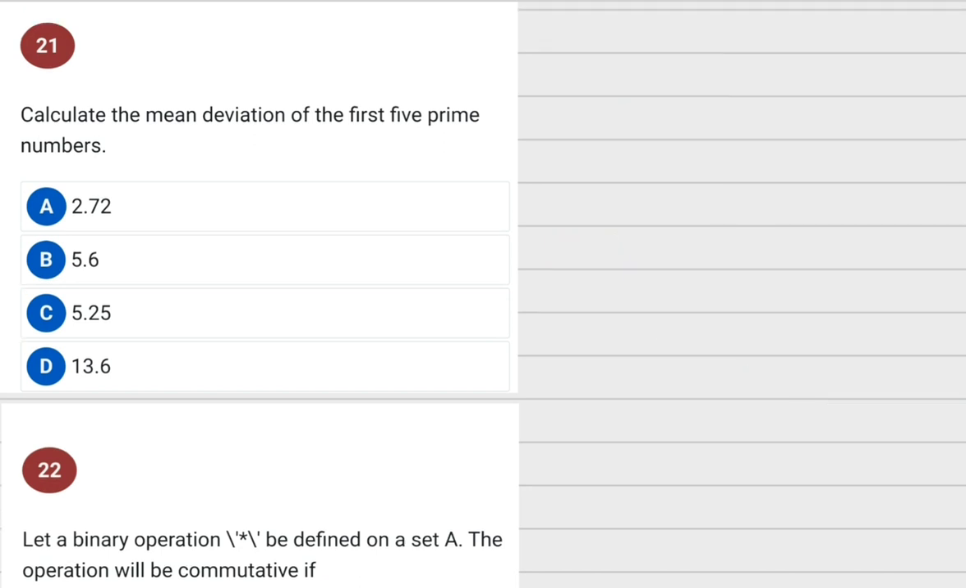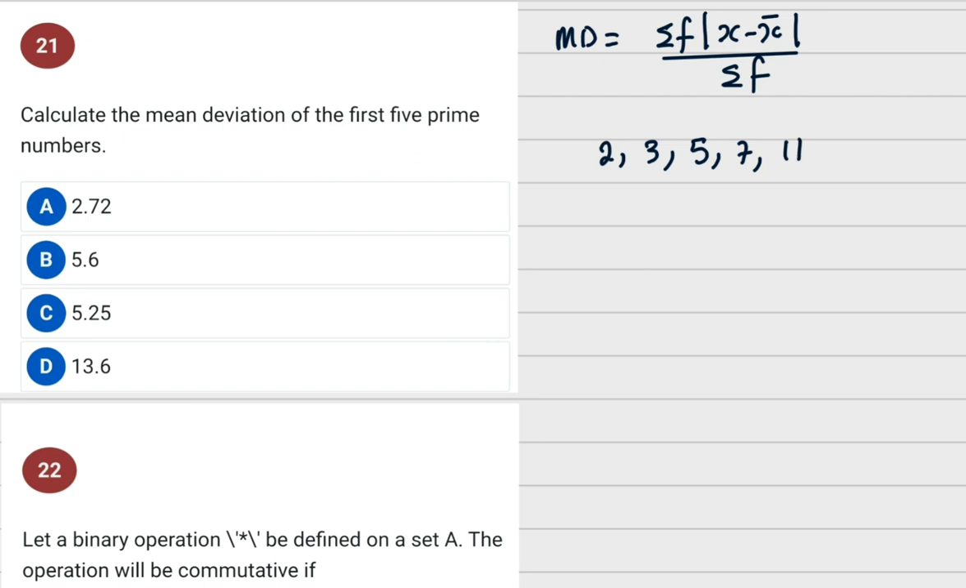Now the question says you should calculate the mean deviation of the first 5 prime numbers. Now we need to know the expression for mean deviation, which is summation f, then absolute of x minus x bar all over summation f. We should take note that x bar is the mean, so we have to calculate the mean. But before we get the mean, we must know the first 5 prime numbers. We have 2, 3, 5, 7, and 11.